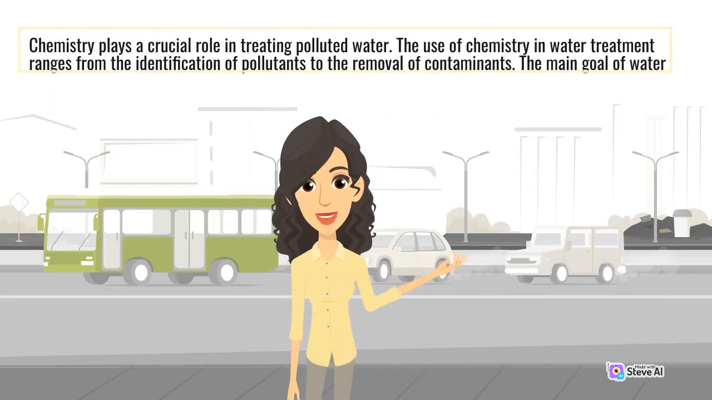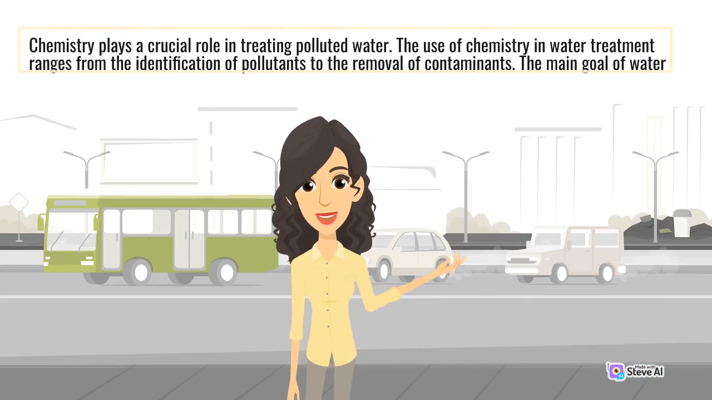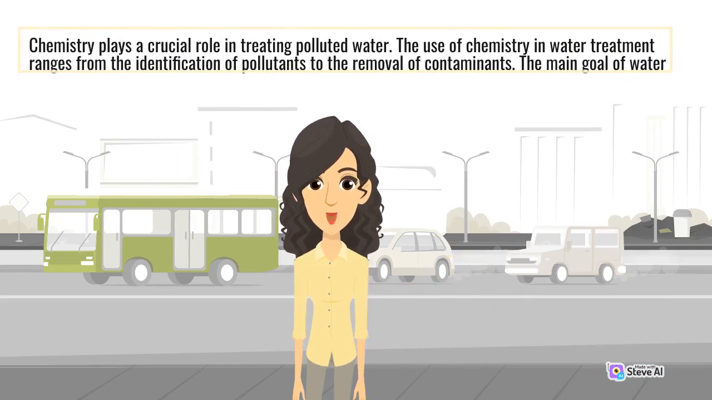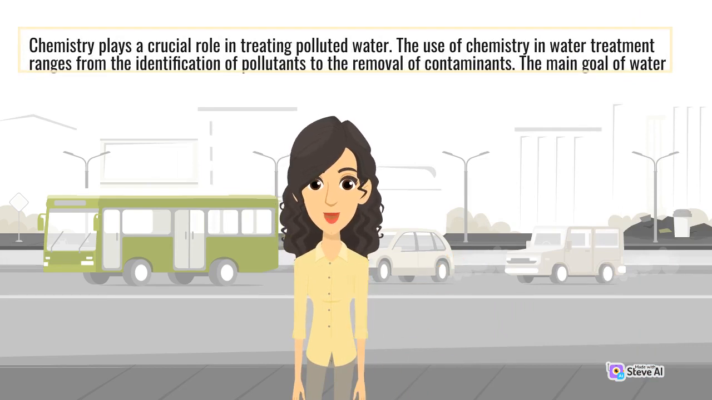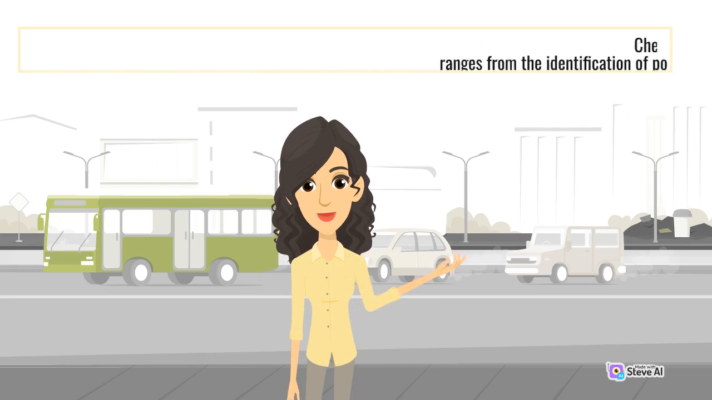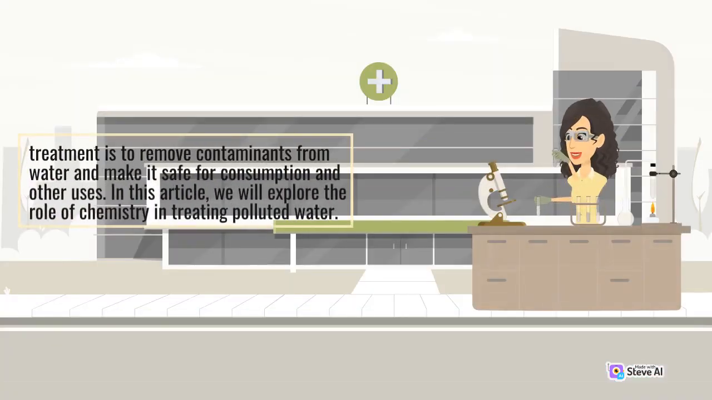Chemistry plays a crucial role in treating polluted water. The use of chemistry in water treatment ranges from the identification of pollutants to the removal of contaminants. The main goal of water treatment is to remove contaminants from water and make it safe for consumption and other uses. In this article, we will explore the role of chemistry in treating polluted water.